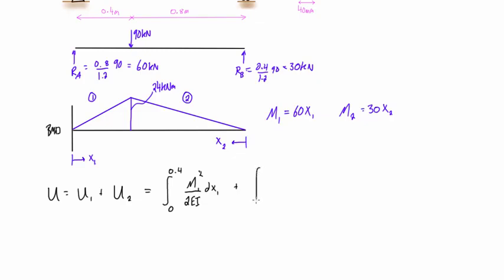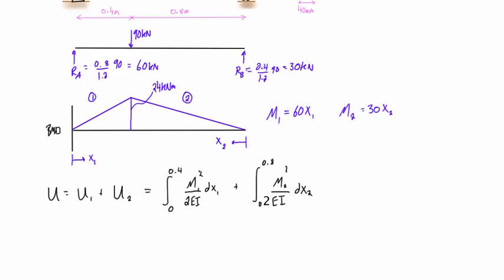The strain energy in region 2 is we're going from this side that way. It's just easier to integrate it going that way. So we have from 0 to 0.8 for M2 squared over EI, and this is dx2. Cool. And if we integrate both of those, we're going to find the total, basically the area under here, add them together, and we're going to find the total strain energy.